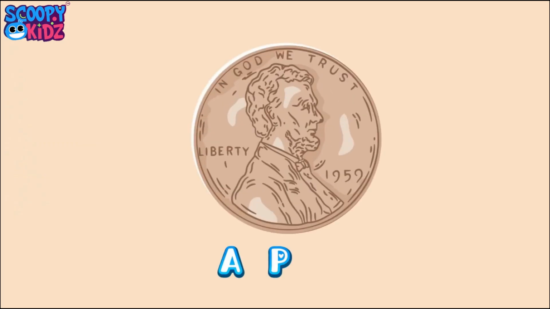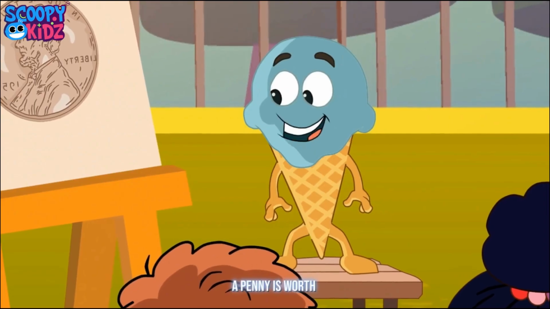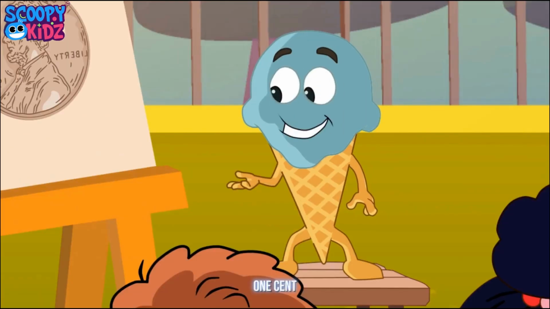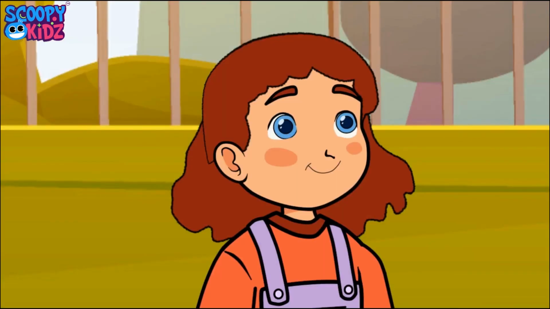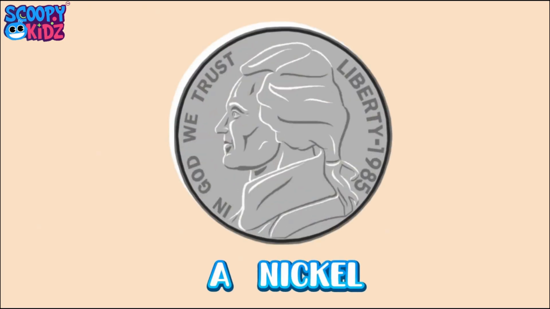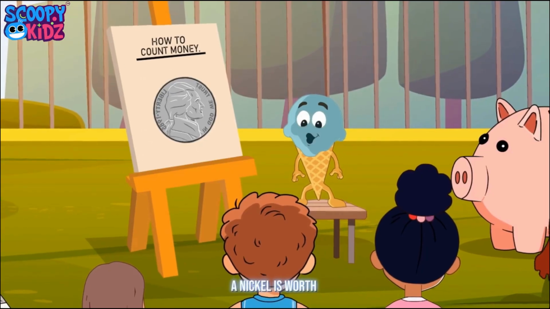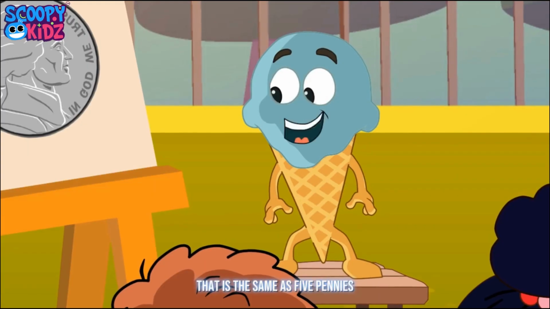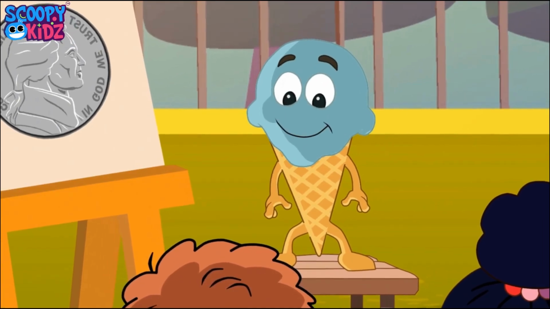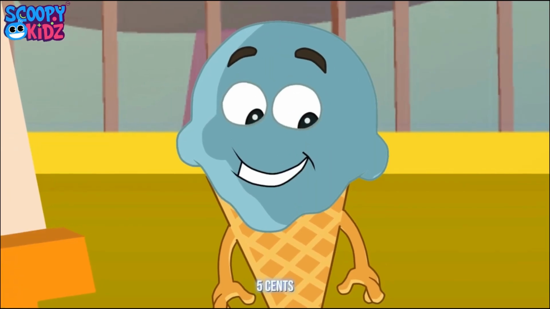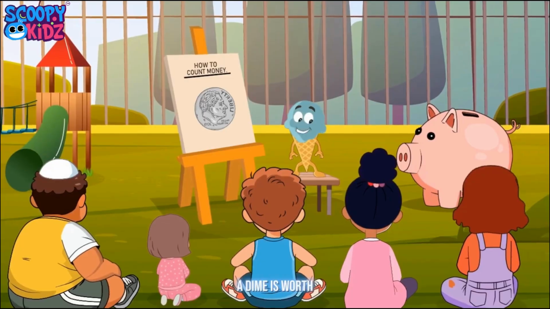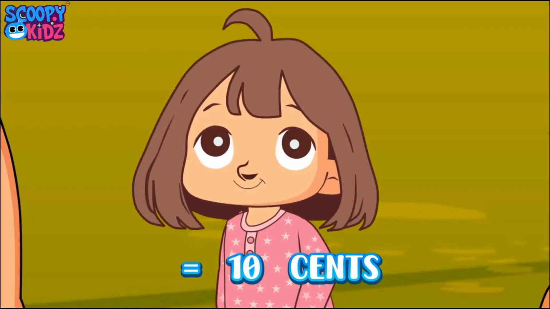This is a penny. A penny is worth 1 cent. This is a nickel. A nickel is worth 5 cents. That is the same as 5 pennies. This small coin is a dime. A dime is worth 10 cents.